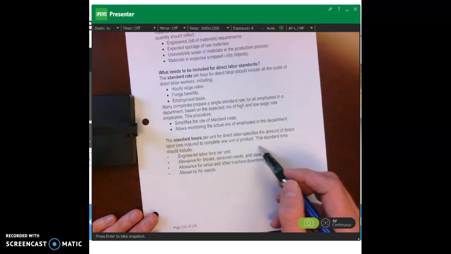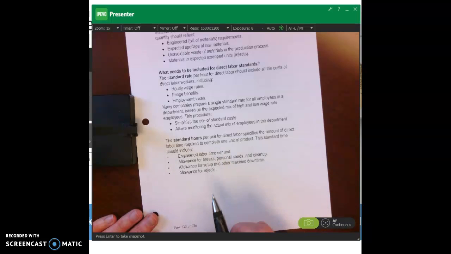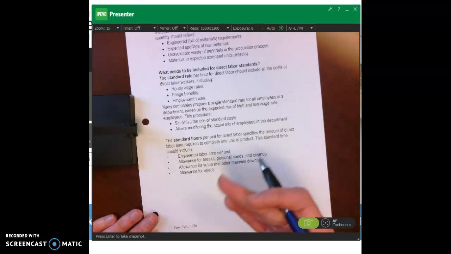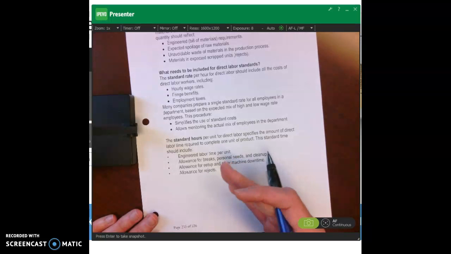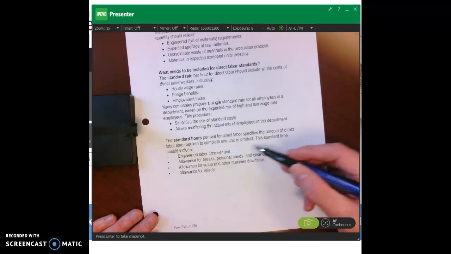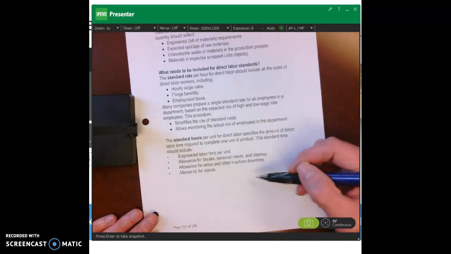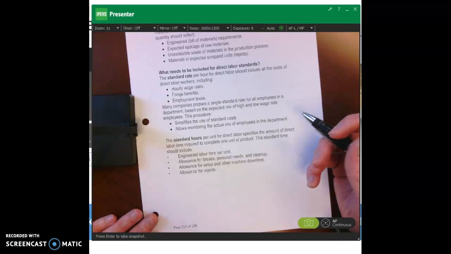All right? So again, an attainable standard, and this gets to the idea of how we decided that it takes us half an hour to make one pizza. This is how we do it. We include all these in that estimate of taking half an hour to make one pizza.